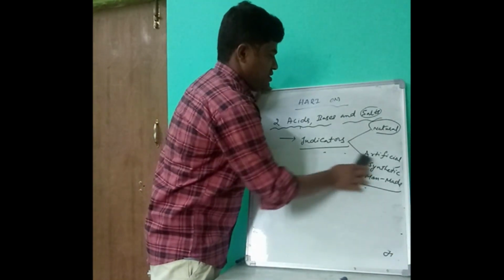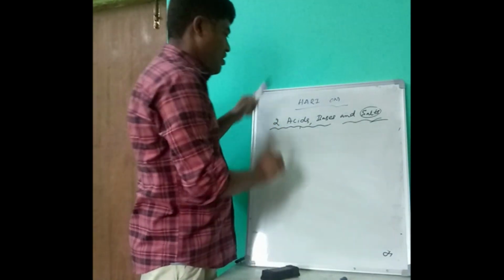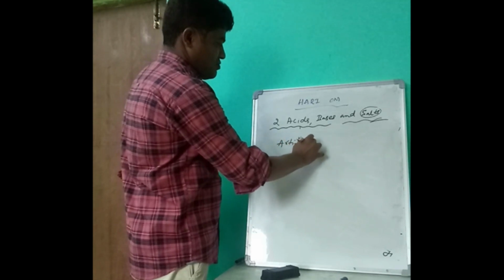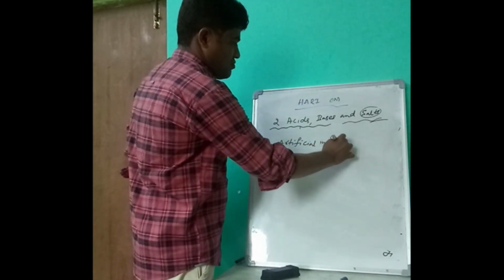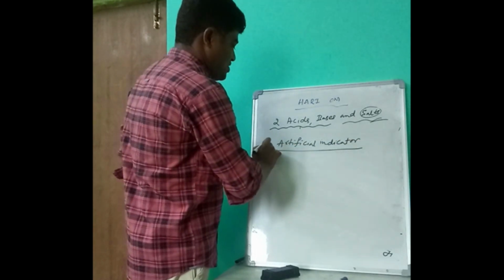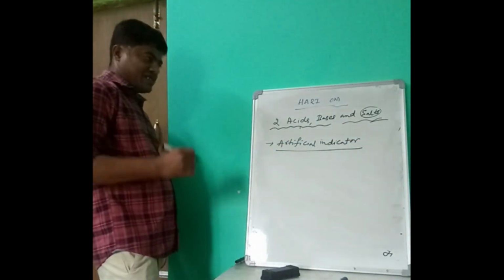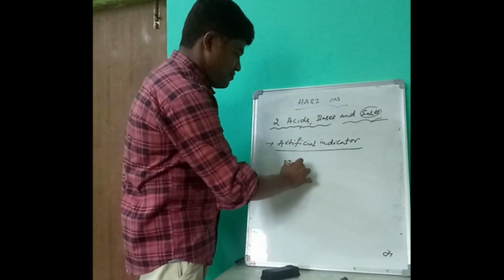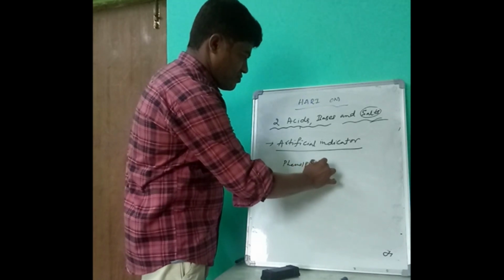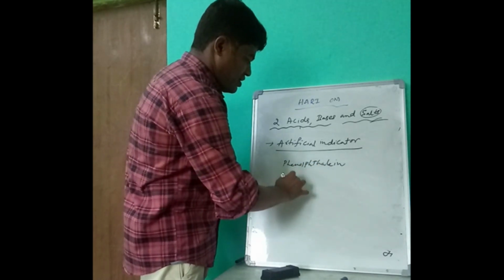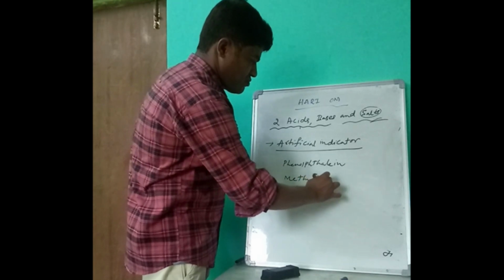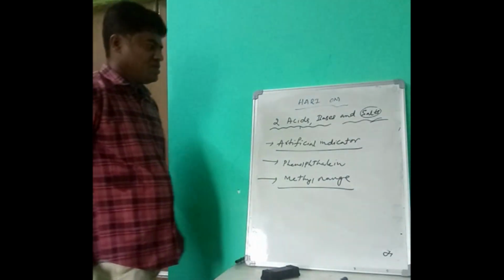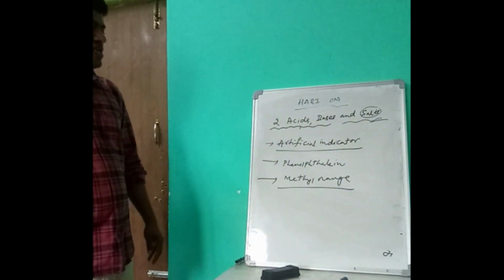Then let us discuss artificial indicators. Artificial or synthetic or man-made indicators. For example, phenolphthalein, methyl orange. Phenolphthalein and methyl orange are two examples of artificial indicators.